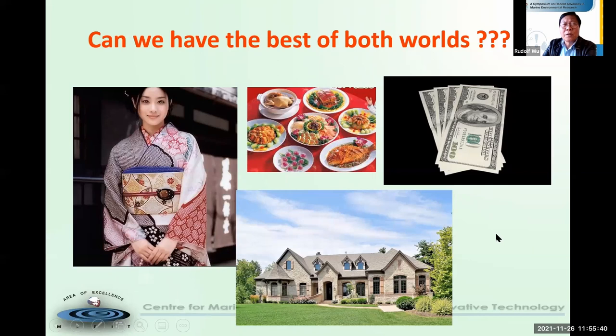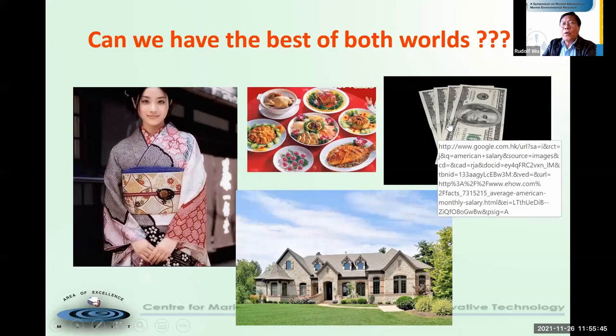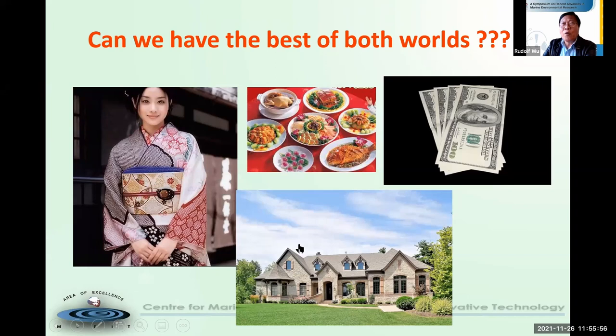And the both worlds is that you earn money from the US, you get the US salary, you get Chinese food, you get a Japanese wife, you get a British house.